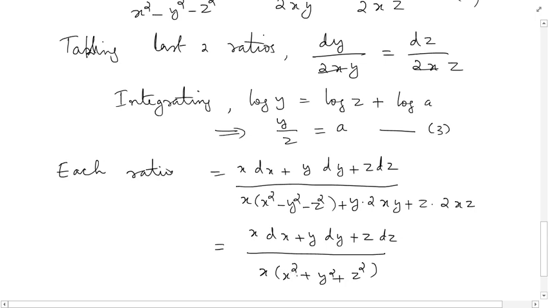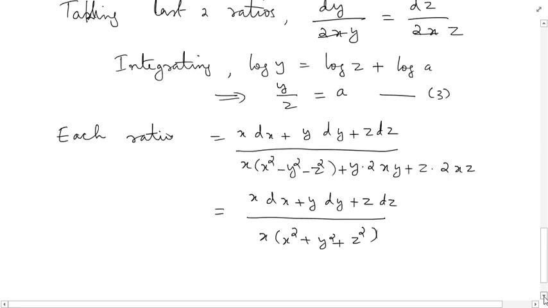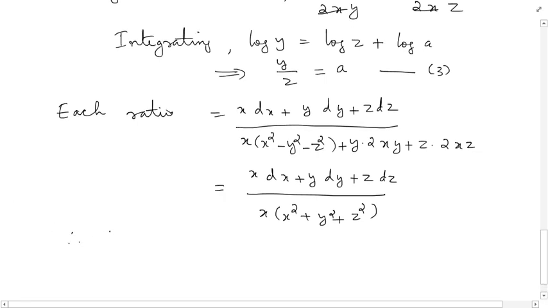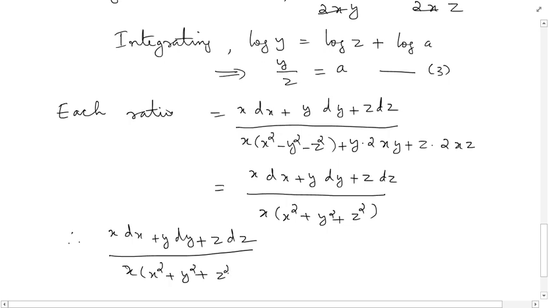So now we can observe that the derivative of one factor in the denominator, x square plus y square plus z square, is 2x dx plus 2y dy plus 2z dz. So then we are getting the same term in the numerator except for the constant 2. So therefore we can integrate this one. Since each ratio of equation number 2 is equal to this one, I can write this is equal to the second ratio, or you can take the third ratio also. Anything is possible. So I can write x dx plus y dy plus z dz by x into x square plus y square plus z square is equal to dy by 2xy.